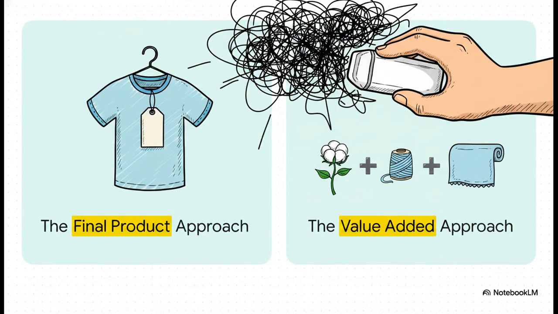Thankfully, to fix this massive accounting error, the textbook gives us 2 official statistical solutions to save our data. Whew. Okay, we are going to wipe our clipboards completely clean and start over using these 2 alternative approaches for the measurement of GNP. The first is called the final product approach, and the second is the value-added approach. Let's break down how each one sidesteps that dreaded double counting trap.